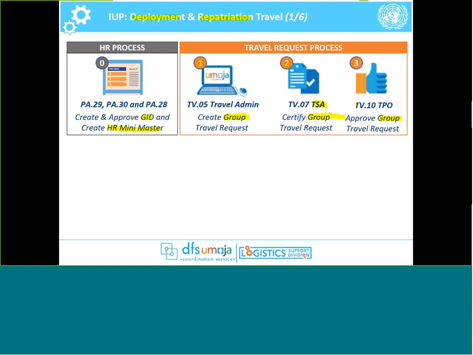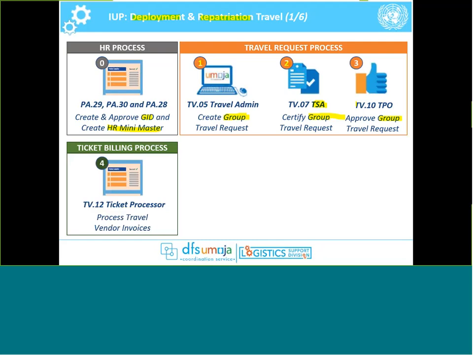You can return the group travel request for revision. You can ask the travel administrator to change whatever details are needed, or they can even remove uniformed personnel from the group. But after you approve the group travel, the system will create individual travel requests, and after that moment, all the changes, all the processes will be done individually for each traveler.